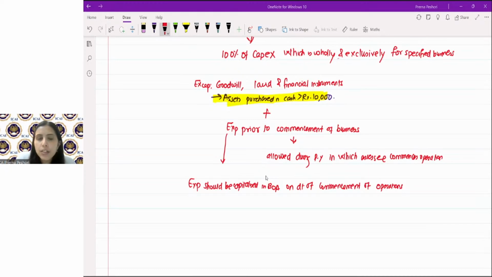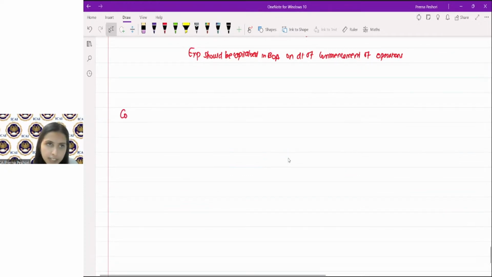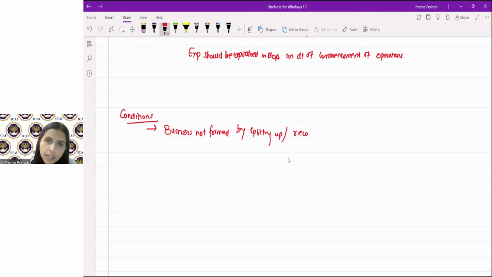What are the conditions for this particular section? All of these sections, if you see, are conditional deductions. So what are the conditions? The business should not be formed by splitting up or reconstruction of an existing business.